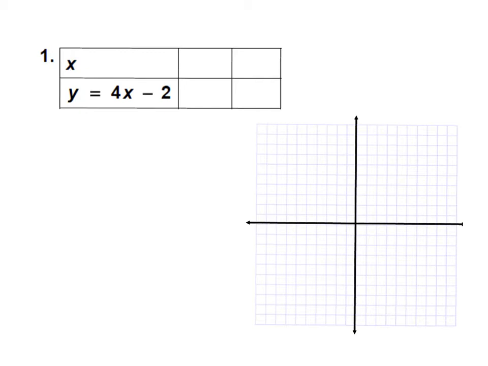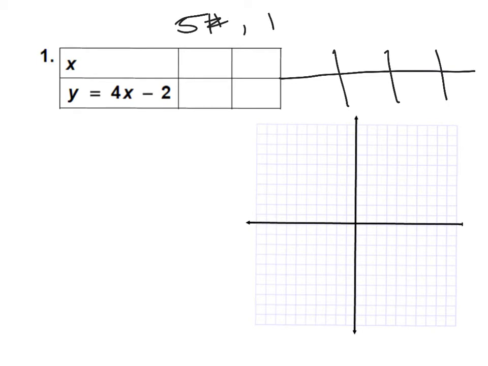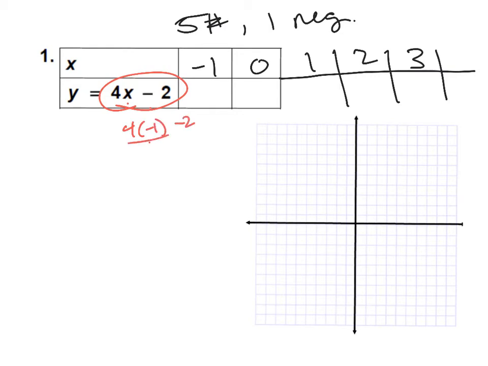Again, I'm going to extend my XY coordinate. I want to use 5 numbers, and one has to be a negative. So I'm going to do a negative 1, 0, 1, 2, and 3. So here we go. 4 times my x minus 2. So 4 times a negative 1 minus 2. That's negative 4 minus 2 gives me a negative 6.